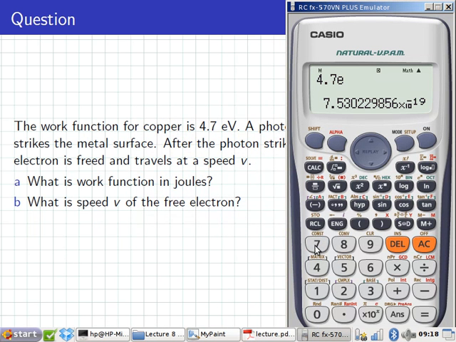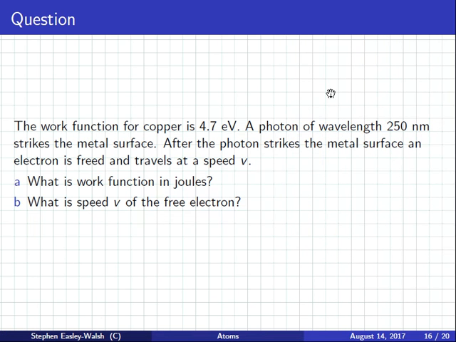This is the first one. Why? What do you mean? Yeah, what do you mean why? 4.7 eV. Yeah, joules. No, don't. This is simple.